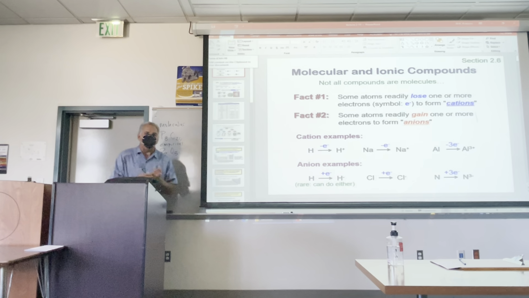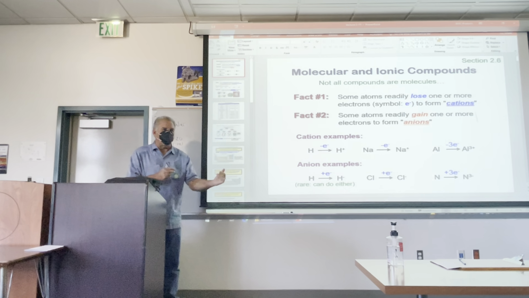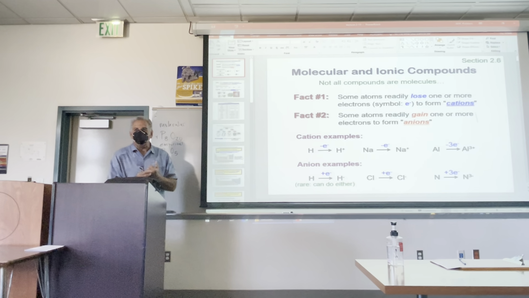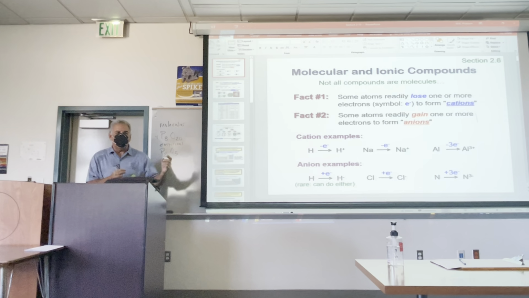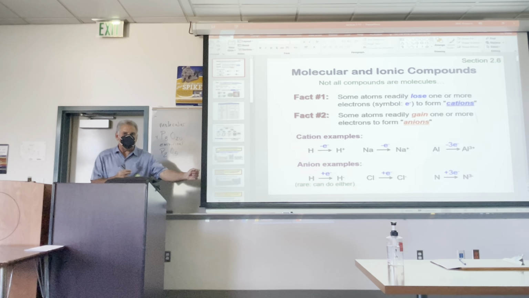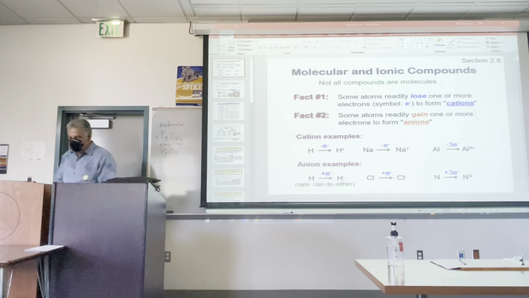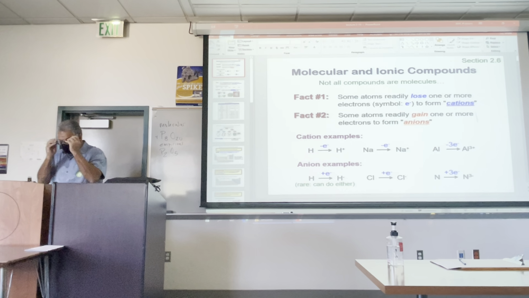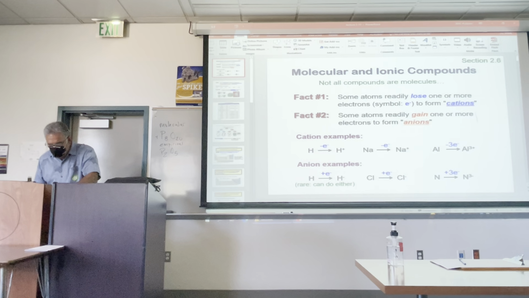We know about ions being the loss of electrons or the gain of electrons. We know that metals donate electrons, and nonmetals receive them. Anyway, let's talk about what we do to make compounds.